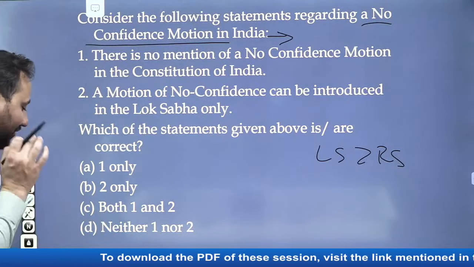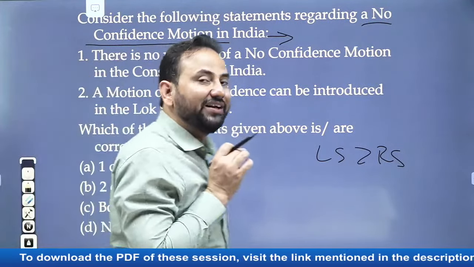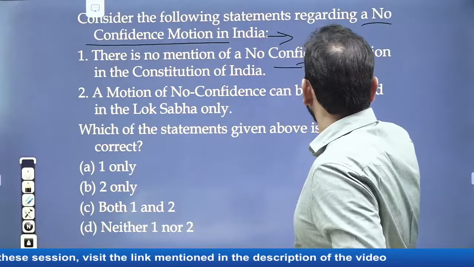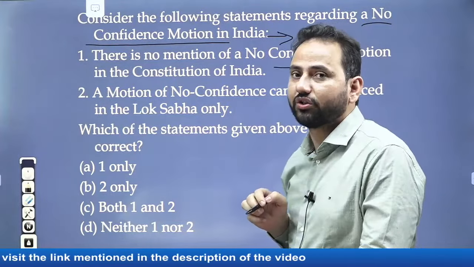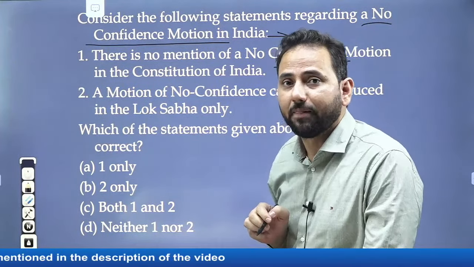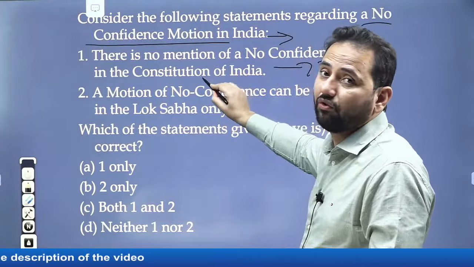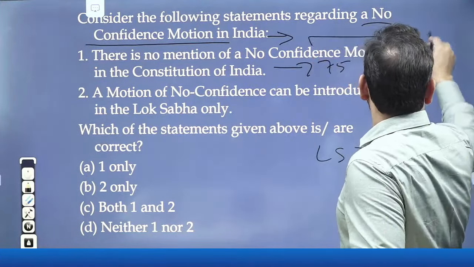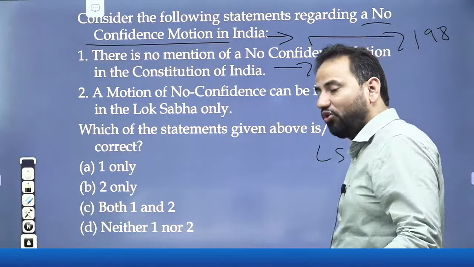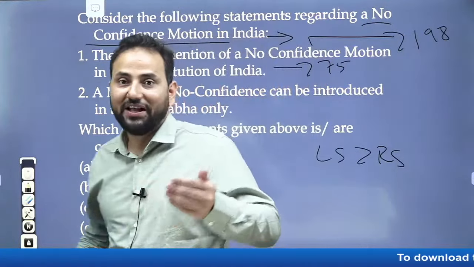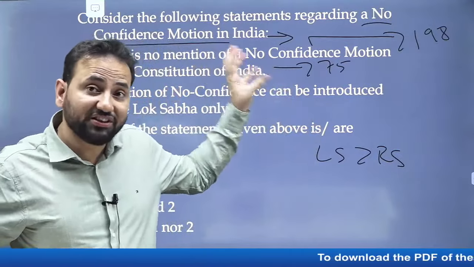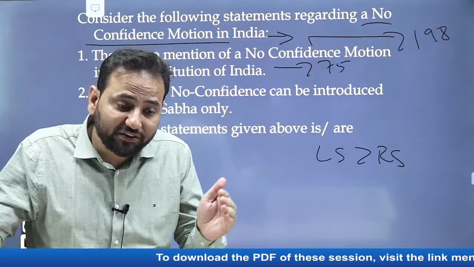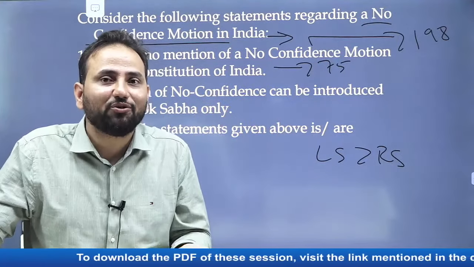So, if you talk about the Constitution of India, at no point have we been seeing this concept of no confidence motion. However, this concept originates from Article 75 of the Indian Constitution, which talks about collective responsibility. And from here, we have been seeing this concept of no confidence motion. But this no confidence motion is mentioned in Rule 198 of the Rules of Procedure and Conduct of Business of Lok Sabha. This Rule 198 specifies the whole process associated with this no confidence motion.